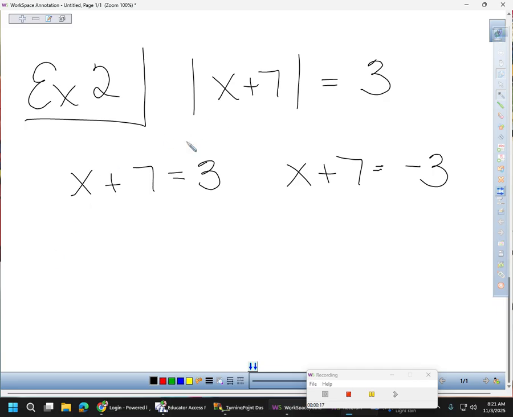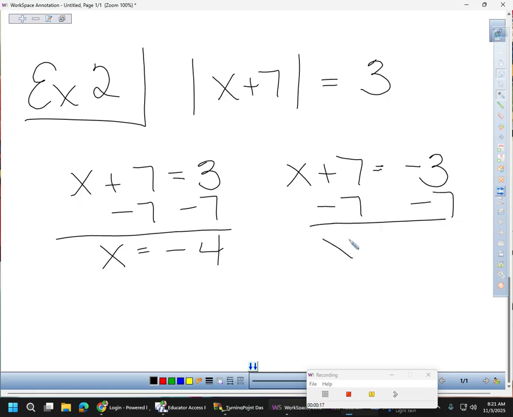Okay? So do you understand how I split it up into 2? Set it equal to the positive and the negative. Okay. So now we're going to solve. Super easy equations to solve. Subtract 7. I have x equals negative 4. Okay, here, subtract 7. I have x equals negative 10.